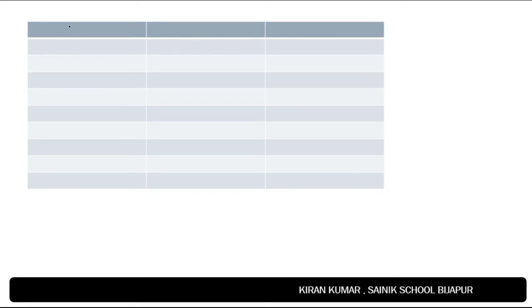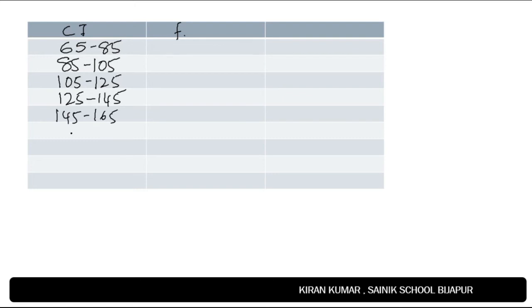For that I'll mention the class interval and the frequencies. Then we will mention the cumulative frequency. 65 to 85, 85 to 105, 105 to 125, 125 to 145, 145 to 165, 165 to 185, 185 to 205. The respective frequencies are 4, 5, 13, 20, 14, 8 and then 4.